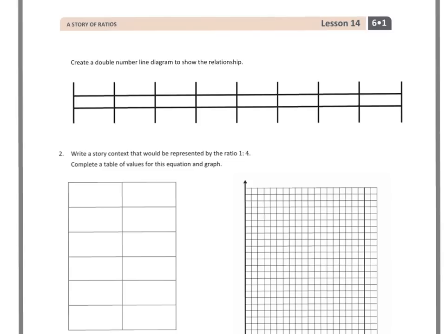So here we are on the next page, and it says create a double number line to show the relationship. So I know I'm starting at 0 and 0, and I'm going to put my pies on top, and I'm going to put my sugar on bottom. My handwriting is getting worse. So pies, for every 1 pie, there's 3 cups of sugar. So for 2, there'll be 6. 3, there'll be 9, and you see that I'm going up by 1 on the top, and I'm going up by 3 on the bottom because that's my ratio that I have.